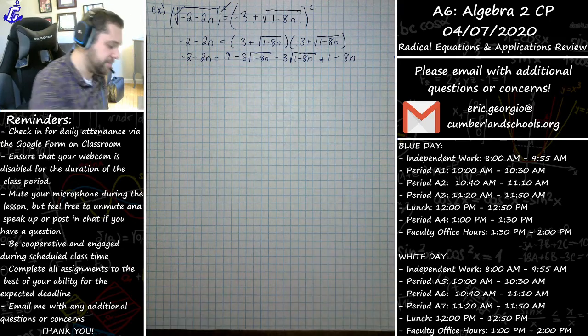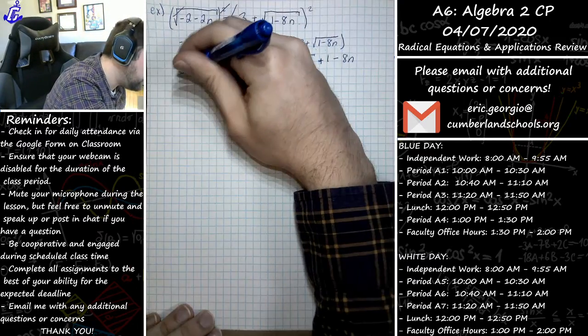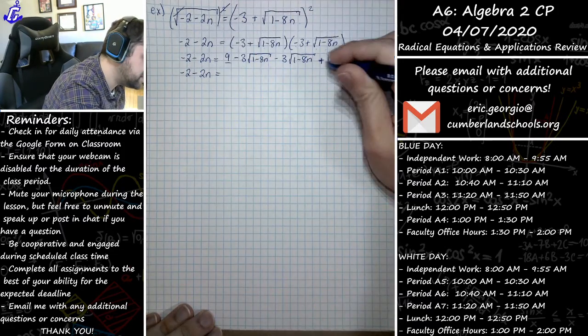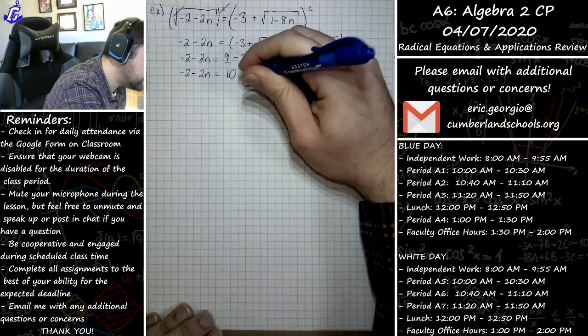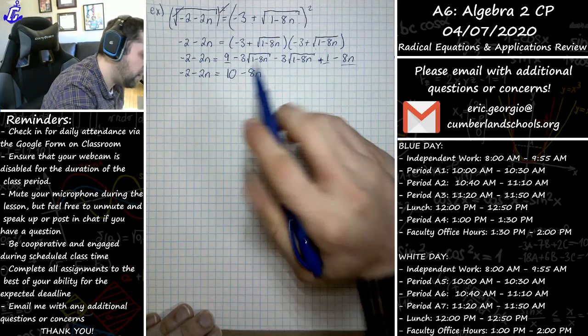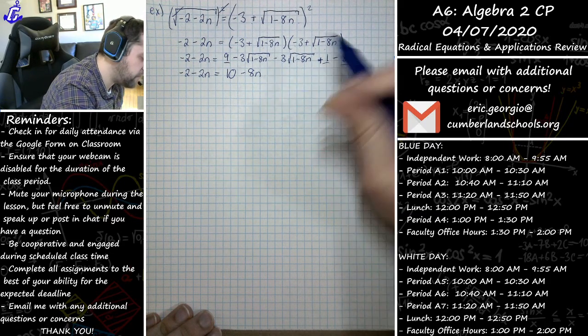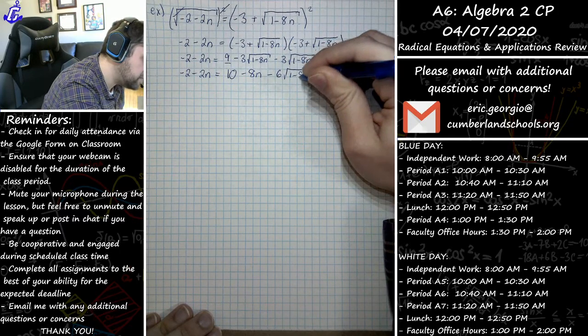All right, in any case, going forward from here, let's clean up that right side by saying we now have negative 2 minus 2n on the left. I have this constant of 9 and this constant of 1, so altogether that makes 10. I have a minus 8n, which is not combined with anything. And now I have negative 3 of these radicals and another negative 3 of these radicals. So altogether I have negative 6 of these radicals.